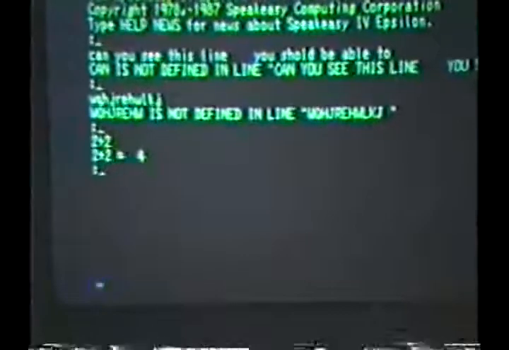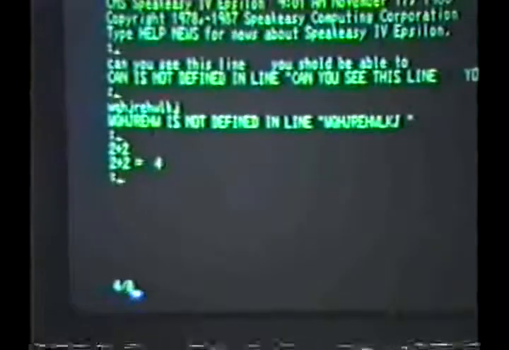I will do something a little more sensible. I'll say 2 plus 2. So I typed in 2 plus 2 and I hit enter, and Speakeasy comes back with 2 plus 2 equals 4. I can say 4 divided by 8, which I do with a bar.